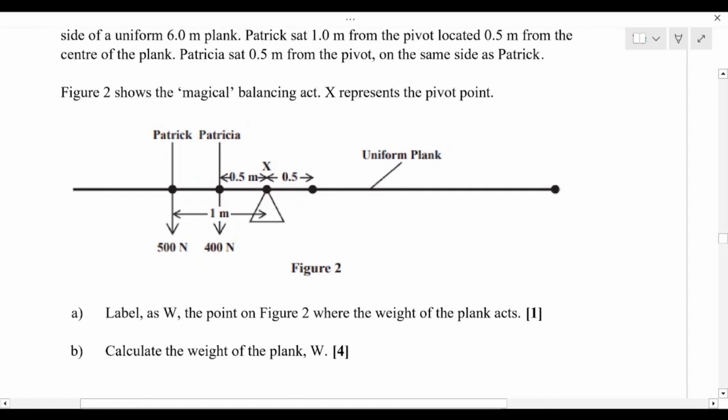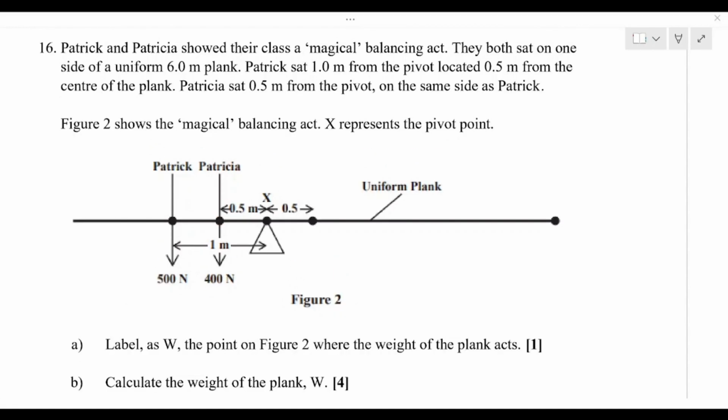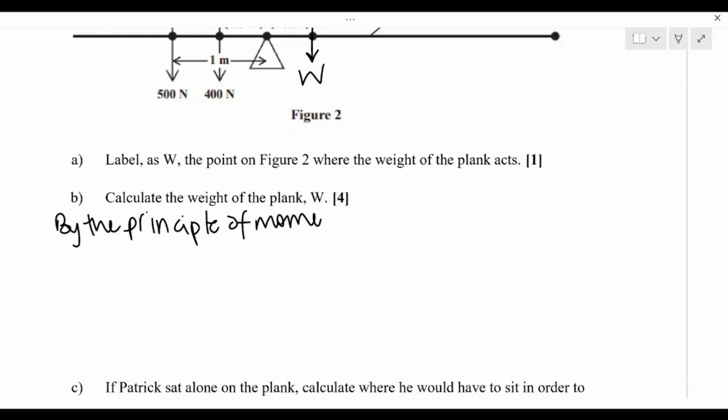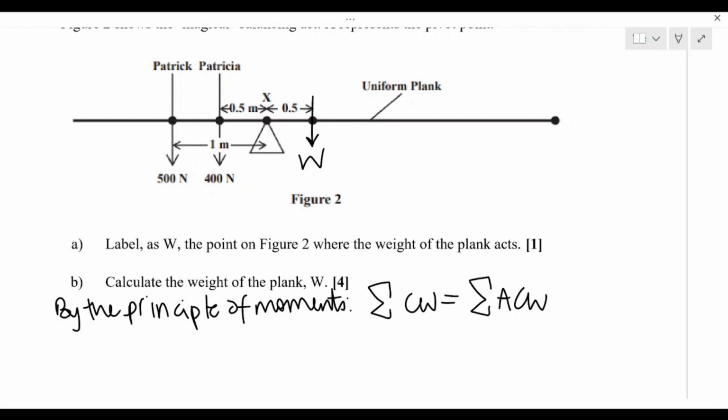Label as W the point on Figure 2 where the weight of the plank acts. Since the plank is uniform, the weight of the plank acts in the center. Calculate the weight of the plank, W. Now we're going to use the principle of moments here. Which states that the sum of clockwise moments about a pivot is equal to the sum of anti-clockwise moments about the same pivot. Looking at our diagram, we have W as a clockwise moment, and Patrick and Patricia's weights as the anti-clockwise moments.